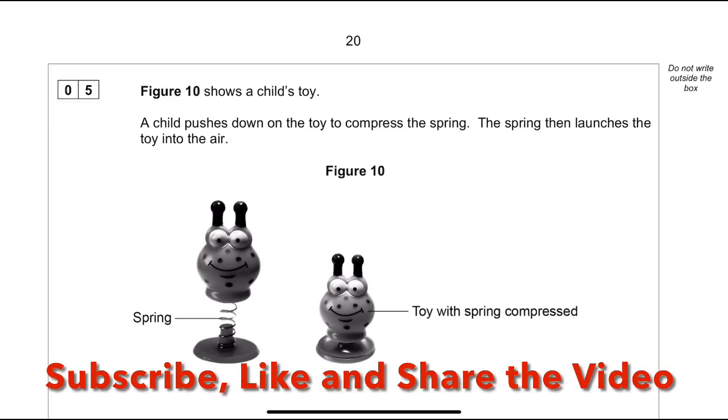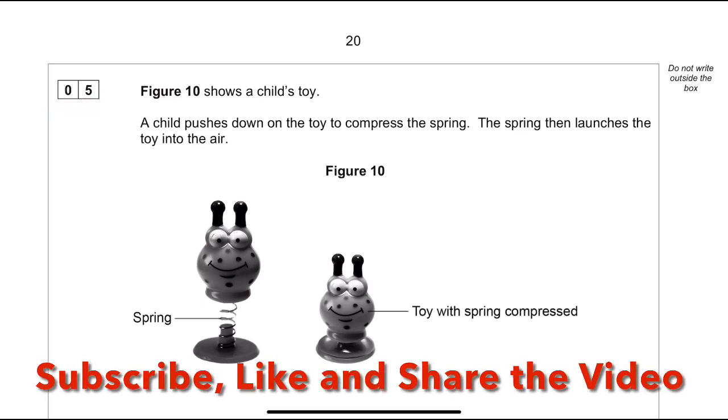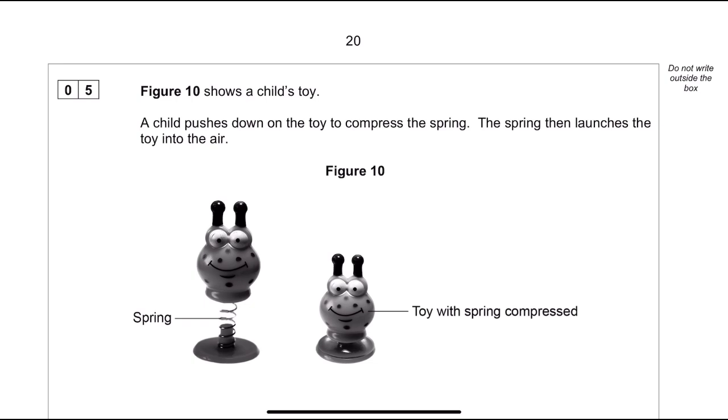Question number 5. Figure number 10 shows a child's toy. A child pushes down on the toy to compress the spring. The spring then launches the toy into the air. You can see here in figure number 10, the spring is present in the toy.